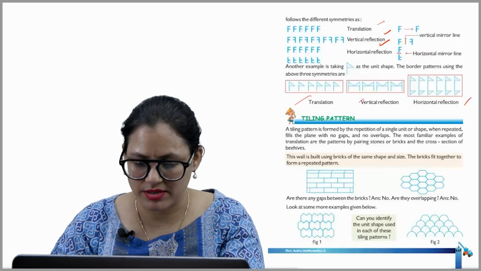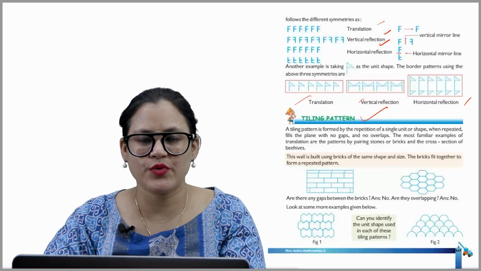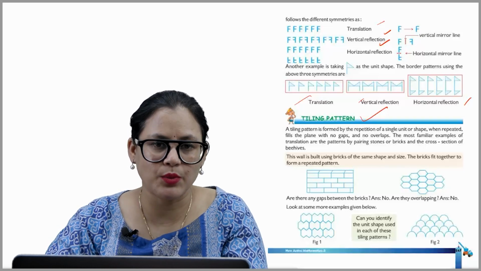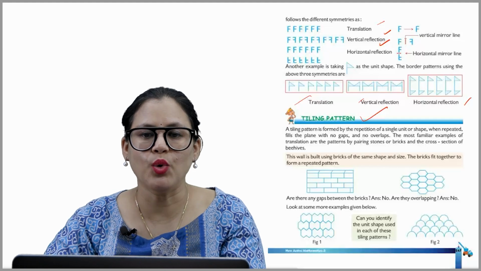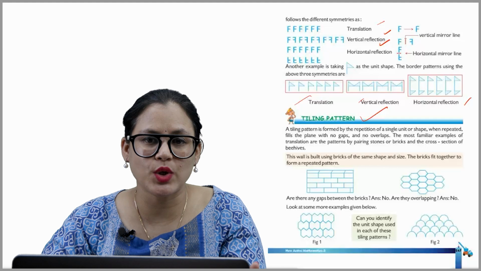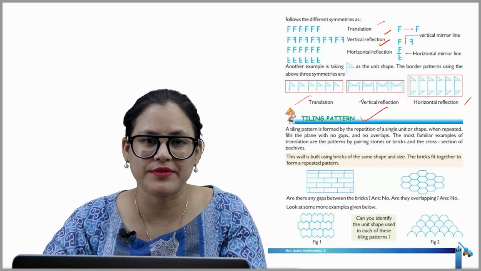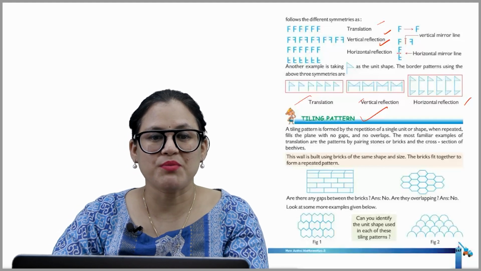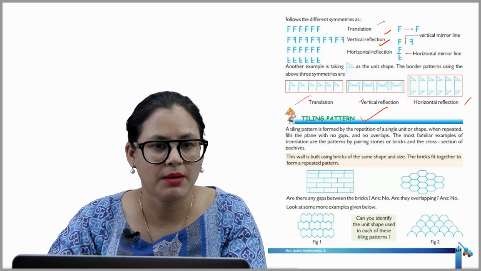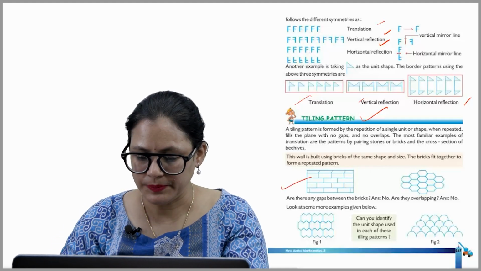Now, tiling pattern. A tiling pattern is formed by the repetition of a single unit or shape, which when repeated, fills the plane with no gaps and no overlaps. The most familiar examples of translation are the patterns by paving stones or bricks and the cross section of beehives. This wall is built using bricks of the same shape and size. The bricks fit together to form a repeated pattern. Okay, as you can see here.